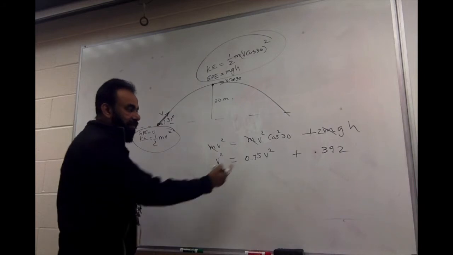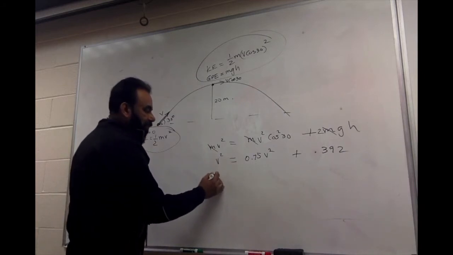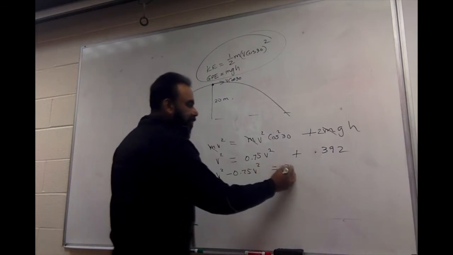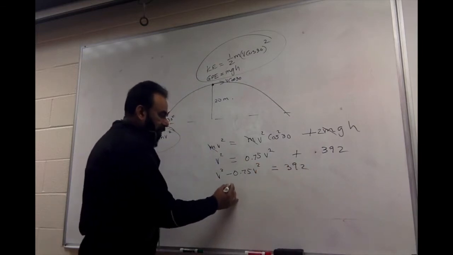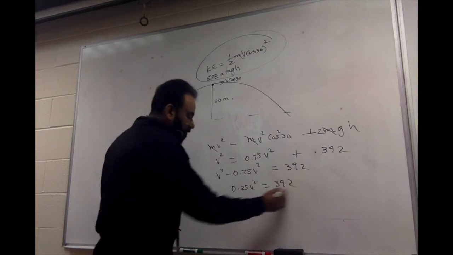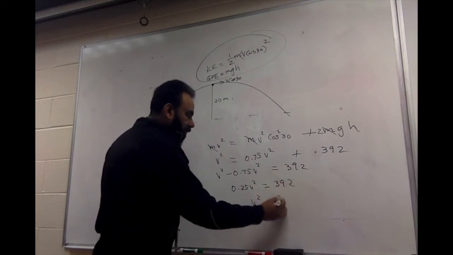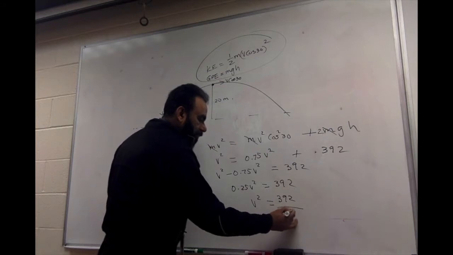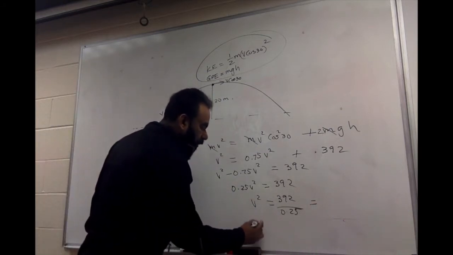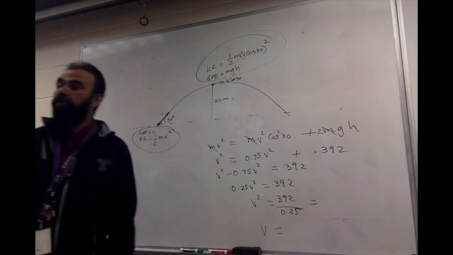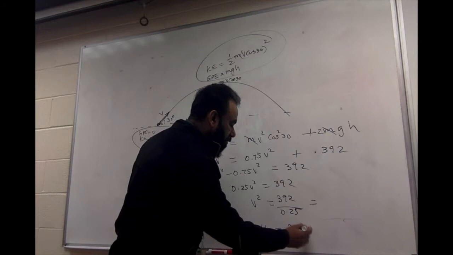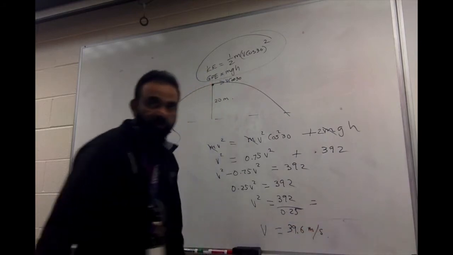Subtract this one here. It will be v squared minus 0.75 v squared is equal to 392. So we have 0.25 v squared is equal to 392. So v squared is equal to 392 over 0.25, which is something. And then you take the square root of it. 39.6 meters per second. It is pretty fast for a football.